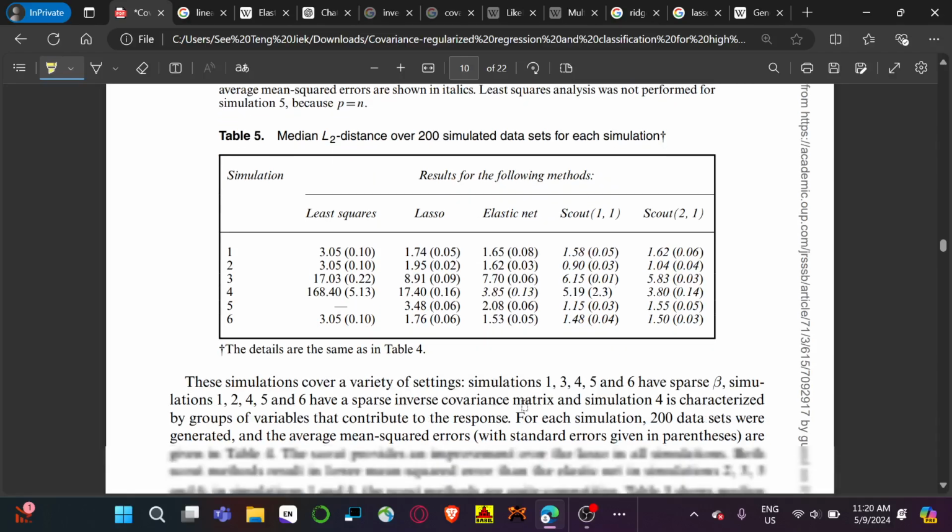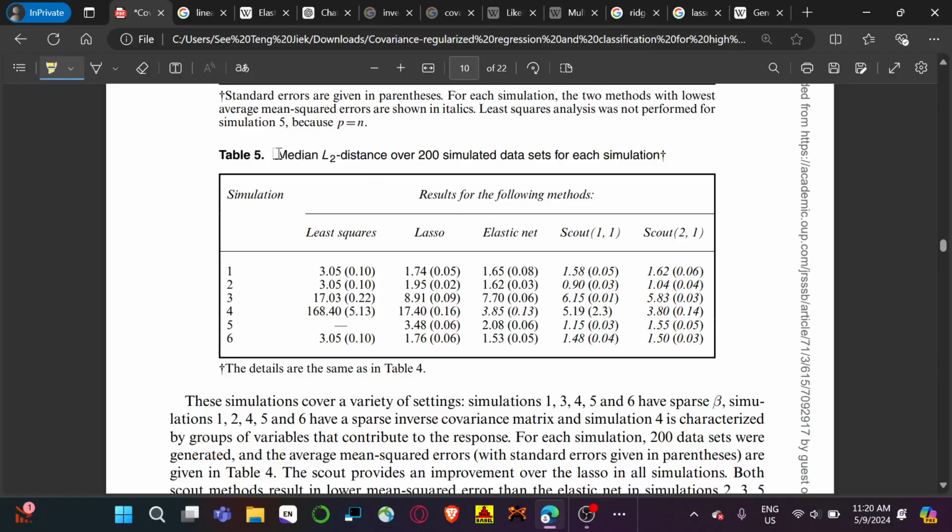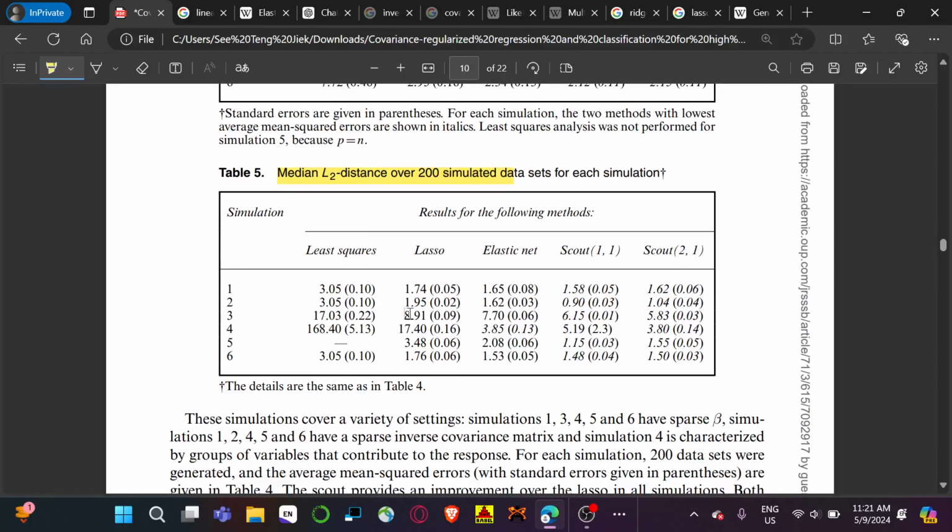Let me see a second here. So okay, right. This is the data. Let's have a look at it. So some kind of a simulation. If we compare it, simulation 1, 2, 3, 4, 5, 6. So let's compare the results. I will assume that the lower it is, the better it is.